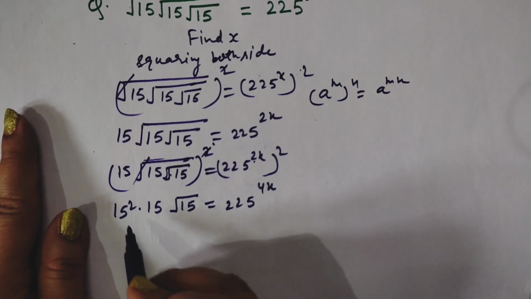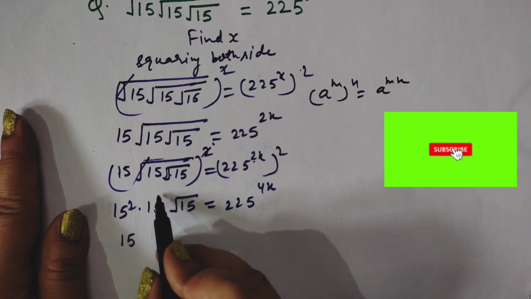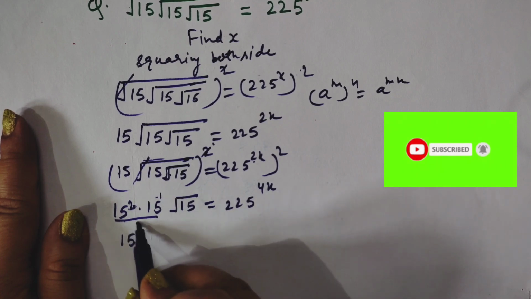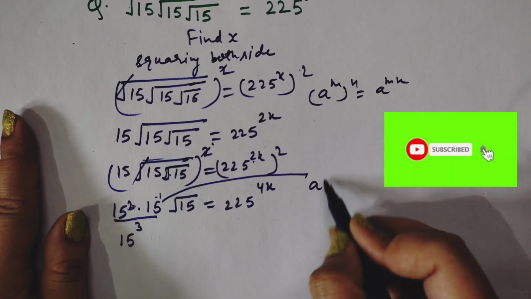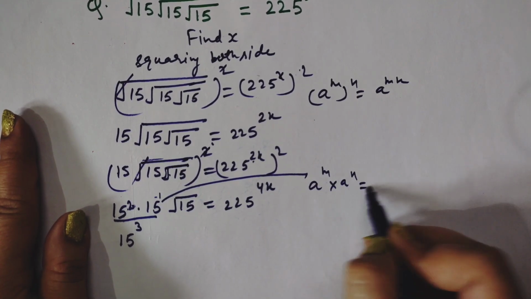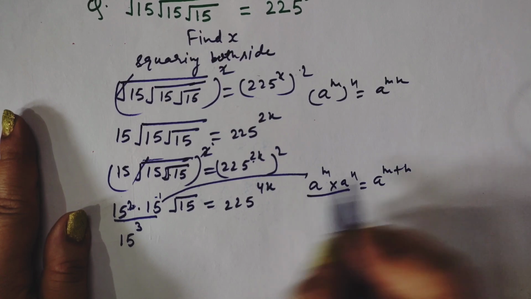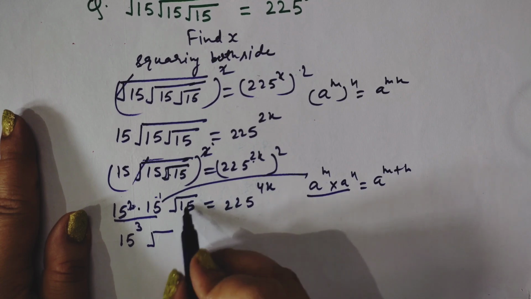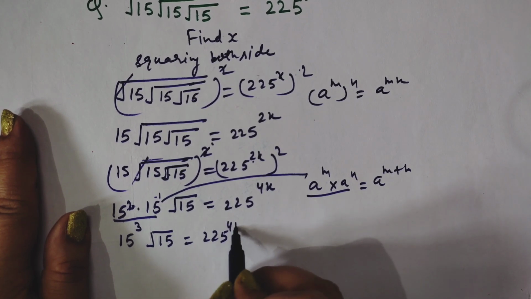Now next is 15 squared and 15. It will become 2, and here the power is 1. The bases are the same, so we will add the powers: 2 plus 1 is 3. So you can see we are using the law a to the power m into a to the power n: if the bases are the same, the powers should be added, a to the power m plus n. So 2 plus 1 is 3. Now next step is root 15, and here is 225 to the power 4x.